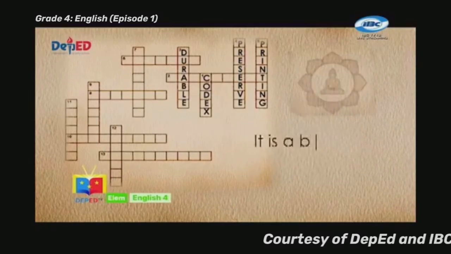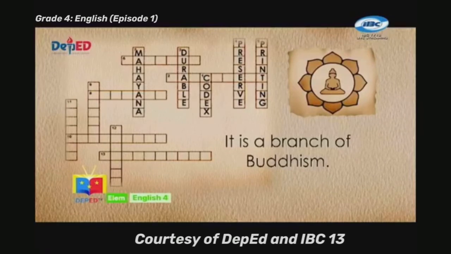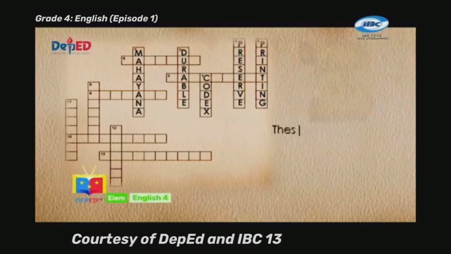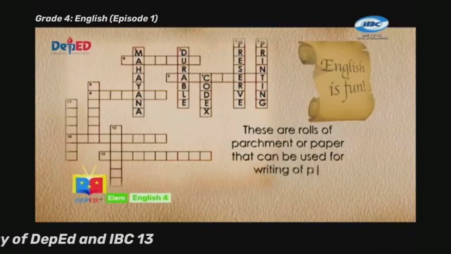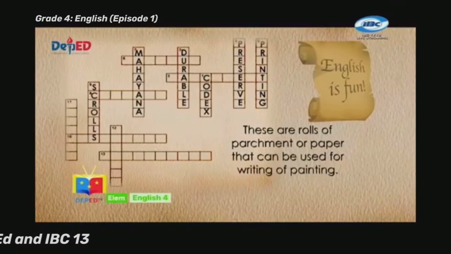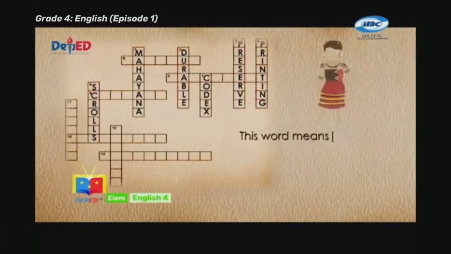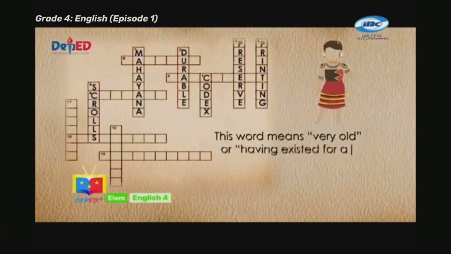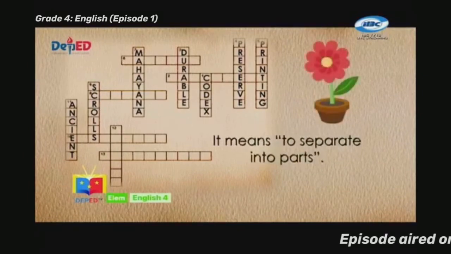Number 7. One branch of Buddhism is Mahayana. Number 9. Rolls of parchment or papers used to write on and paint on are called scrolls. Number 11. The word that means very old or having existed for a long time is ancient. Number 12. To separate into parts means to unravel.